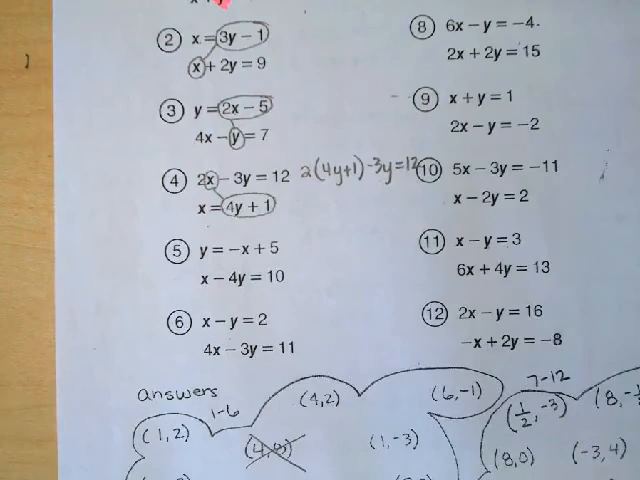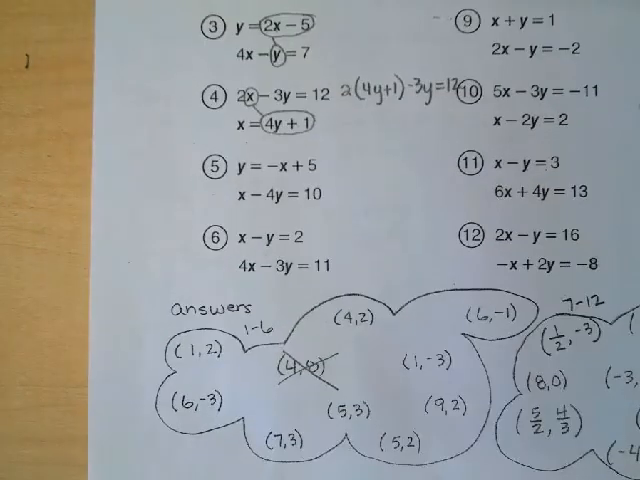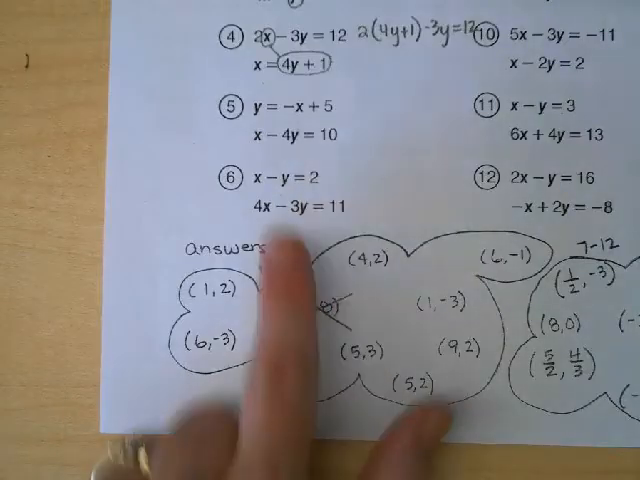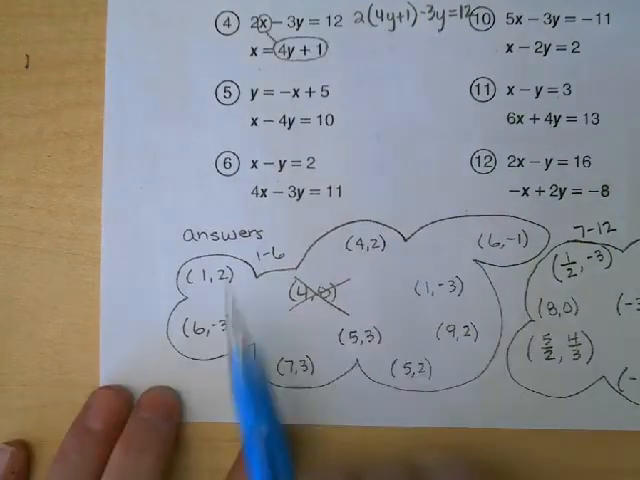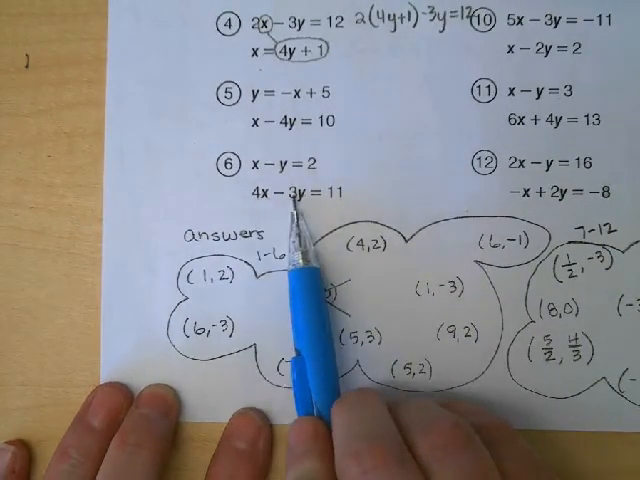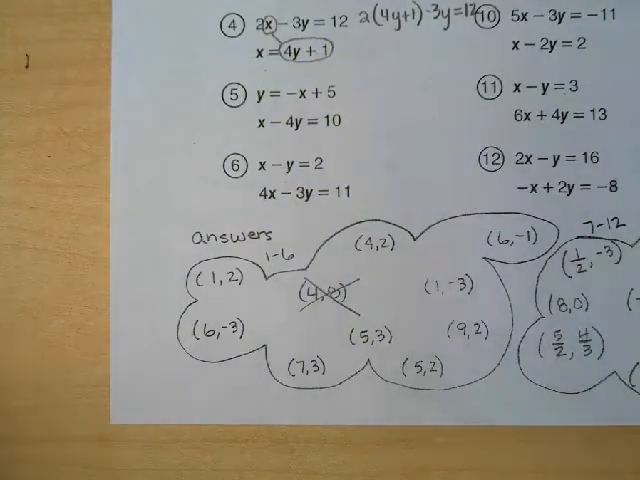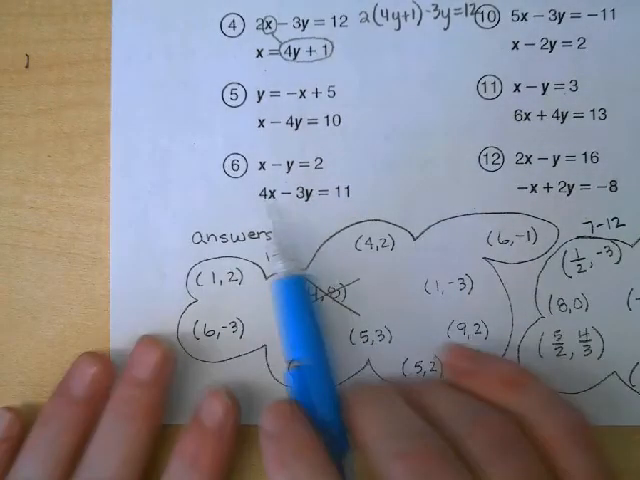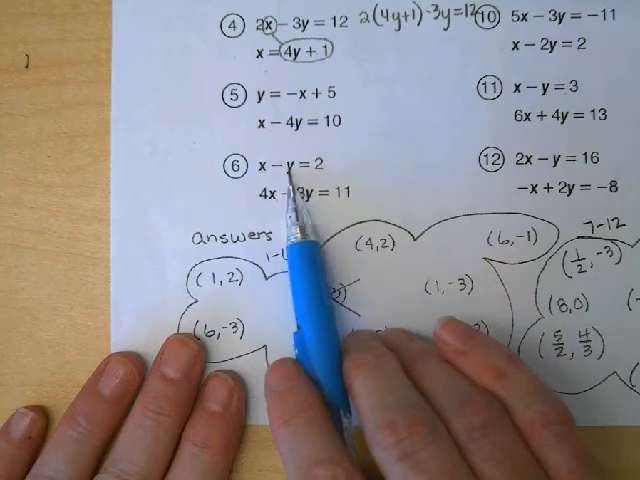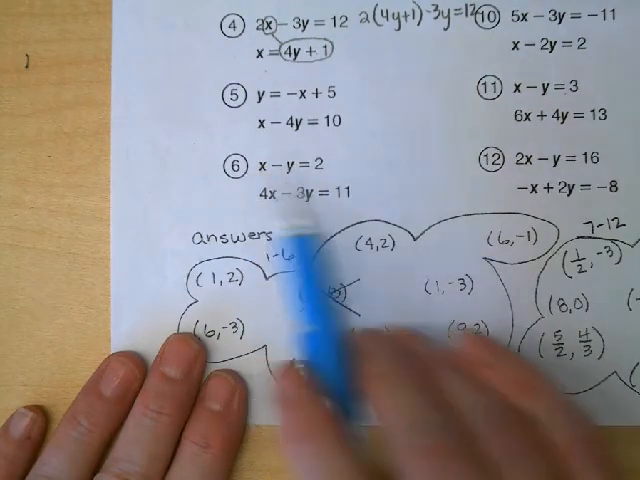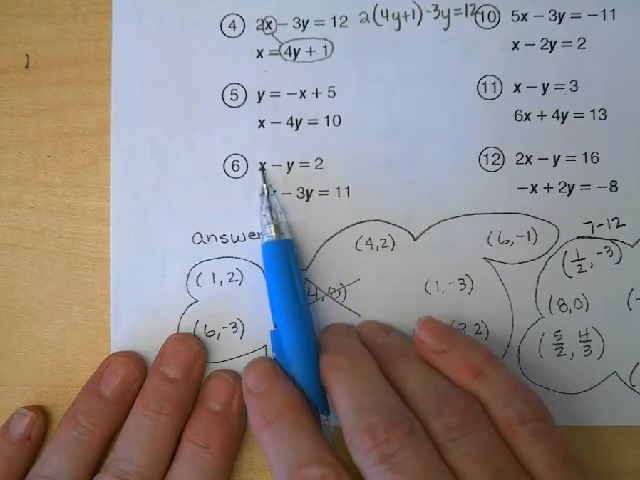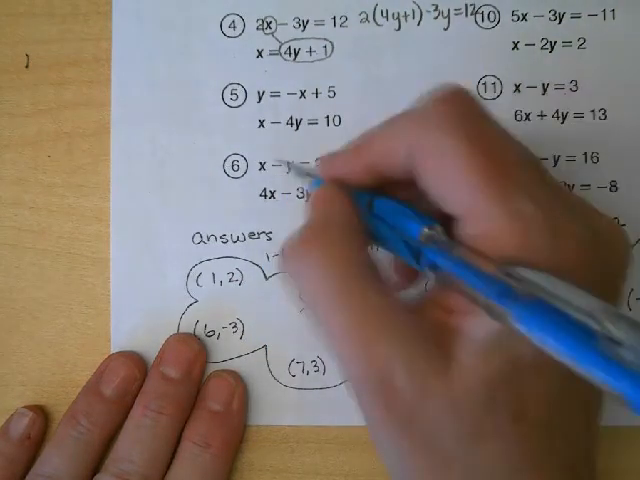Okay, now let's go to number 6. Okay, so when I'm on number 6, it's not solved for a variable already. So I've got to pick a variable to solve for. I never want to pick a variable that has a number on it, because then I'm going to get fractions. It's going to be a big mess. So always look for a variable that's all by itself. I could solve for y, or I could solve for x. Doesn't matter. I like solving for x because it's just easier, because it's already positive.